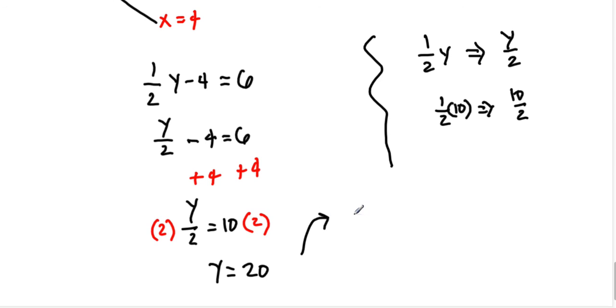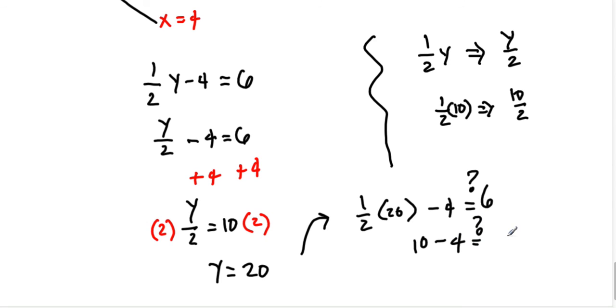And if you want to check if our answer makes sense or not, we simply substitute 20 into our original problem. So 1/2 of 20 minus 4, is it equal to 6? So 1/2 of 20 is 10, minus 4, is it equal to 6? And yes, it is. 6 is equal to 6. The sentence is true. The solution is y is equal to 20.